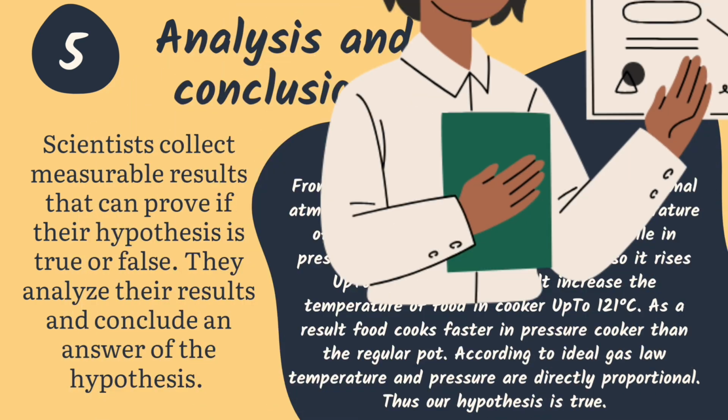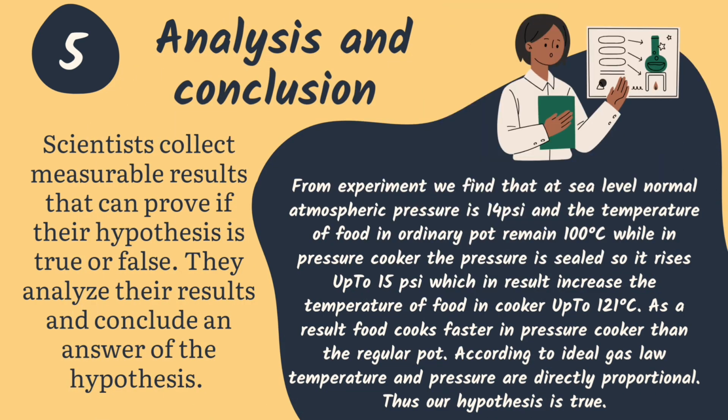According to the ideal gas law, temperature and pressure are directly proportional. It means if the temperature increases in an enclosed system, the pressure will increase, or if the pressure of an enclosed system increases, the temperature will increase. Thus, the conclusion of the experiment supports our hypothesis, that is, food cooks faster in a pressure cooker than in an ordinary pot. So the conclusions are the measurable results that are proved by an experiment.